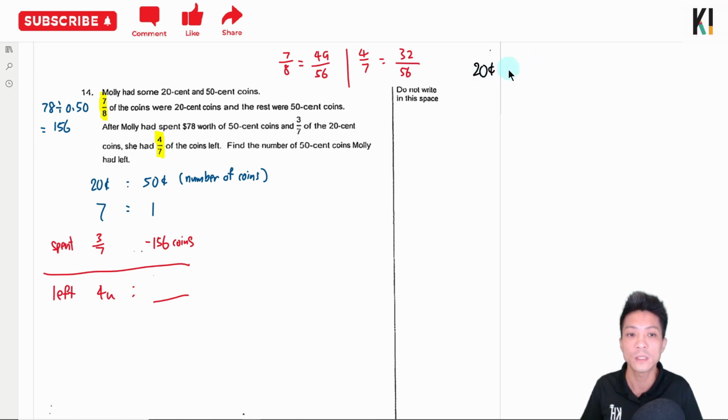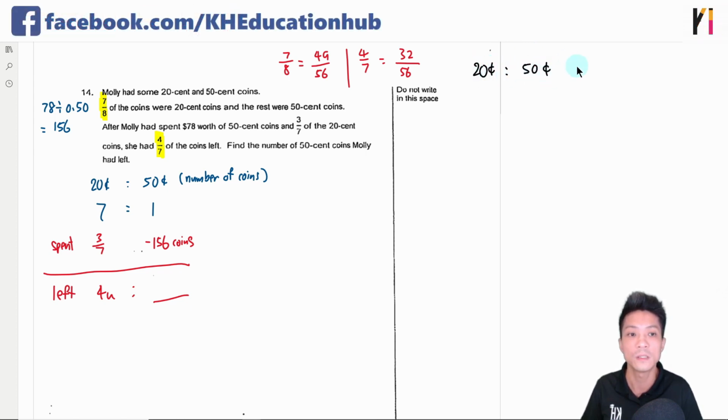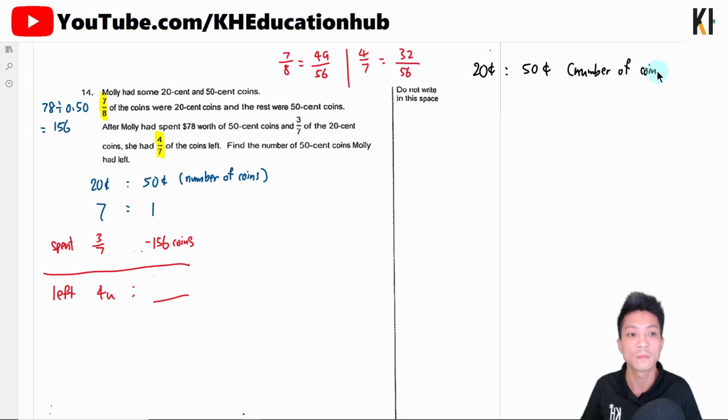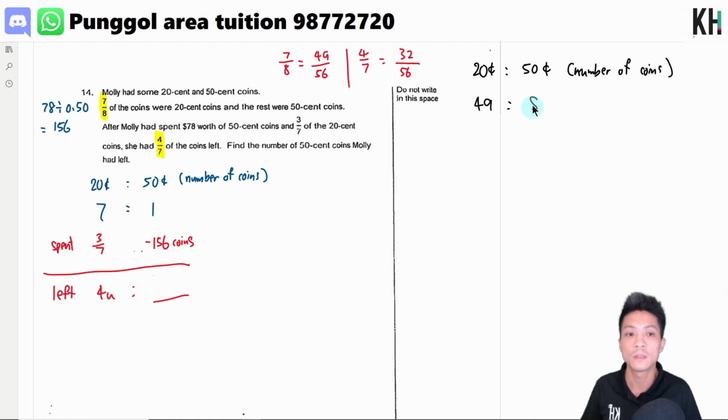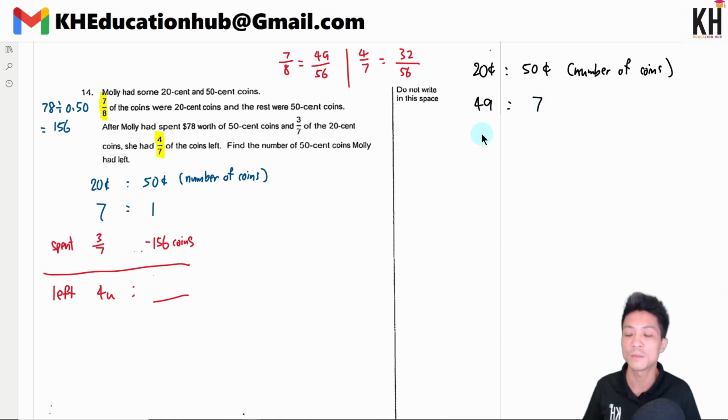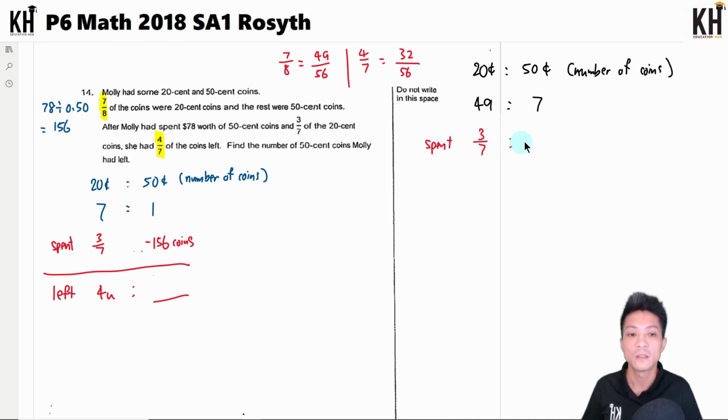Now I'm going to do my working here. 20-cent to 50-cent coins, number of coins. This is going to become 49 to, times 7, 7. So 49 is to 7. Now, same thing, spend 3/7, and minus 156 coins.